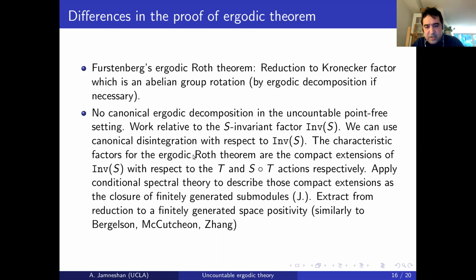And then once one has this description, this allows one to represent again the characteristic factors as some form of finitely dimensionally generated objects, which are now in this context submodules. And then one does a similar argument as here, just fiber-wise, and then one can find a positive measure set for which convergence holds. And this part of the argument is pretty similar to the original paper of Bergelson, Moreira, and Zhang.